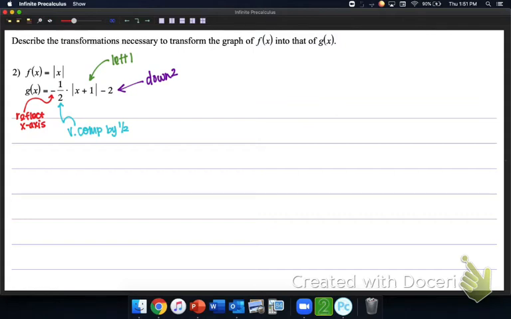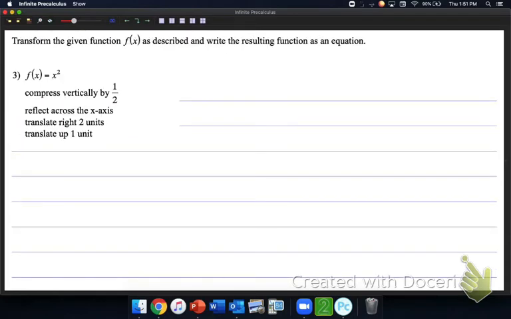Okay, again, this is going to go away. Hopefully you've written it down. So then let's look at this. If we want to write the resulting equation, I'm just going to write it on each line here. So if we vertically compress by 1/2, well, this means that our A value here is 1/2. So f of x equals 1/2, because that's the vertical compress, and then x squared, because that's our parent function.